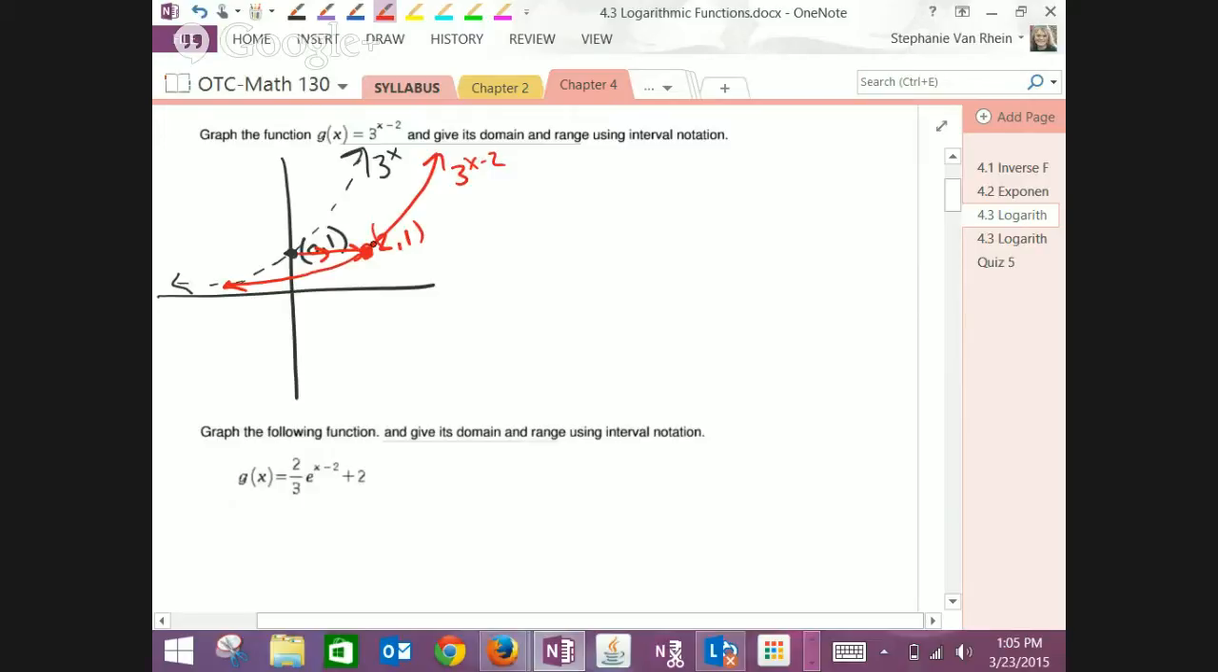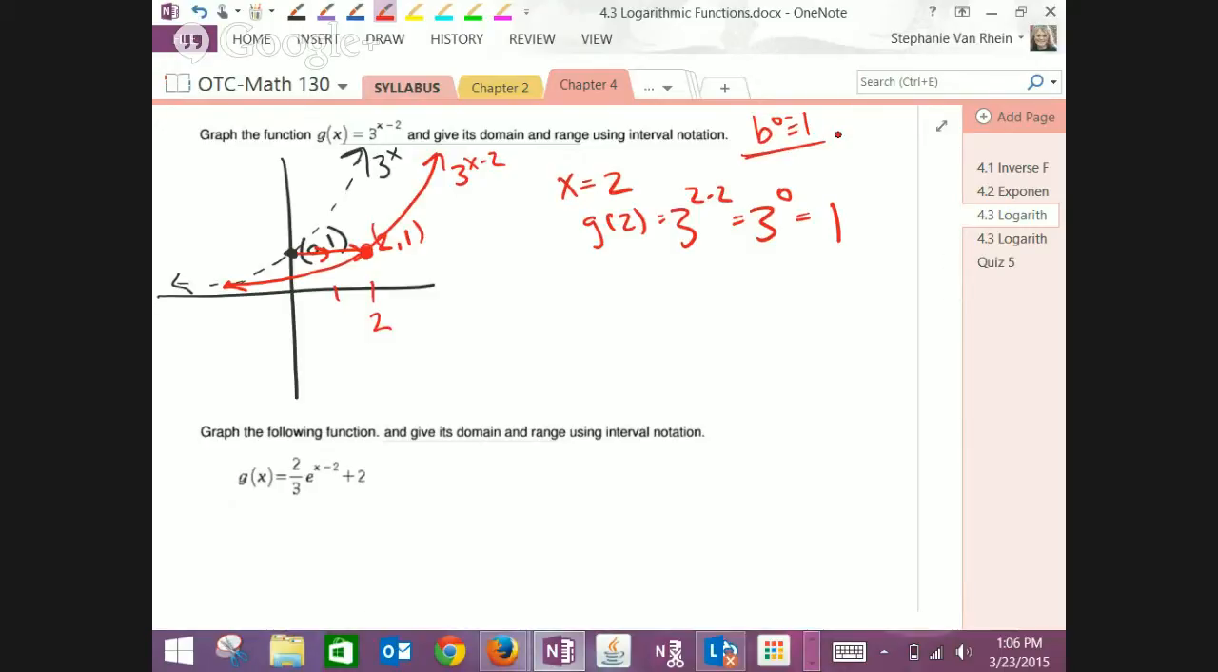You could say what happens when x is 2. So g of 2 is 3 to the 2 minus 2, which would be 3 to the 0, which would be 1. Remember, b to the 0 is 1. And then what's 3 to the 1? 3 to the 1 is 3. So if I plug in 3, then this point would be 3, 3.